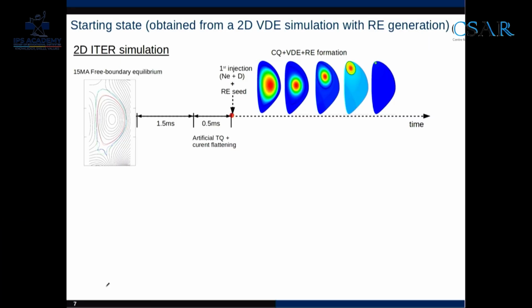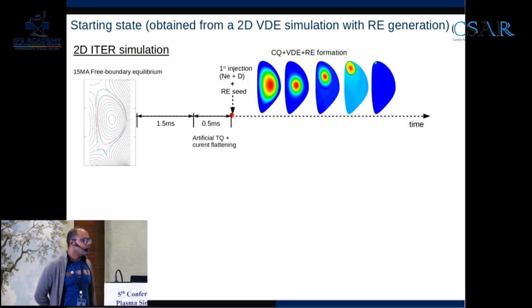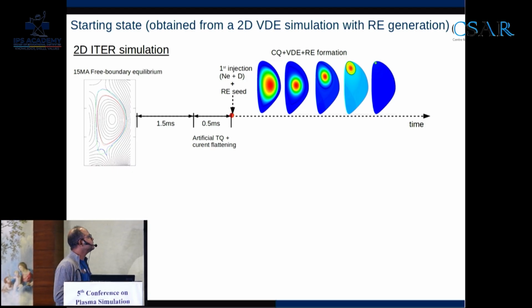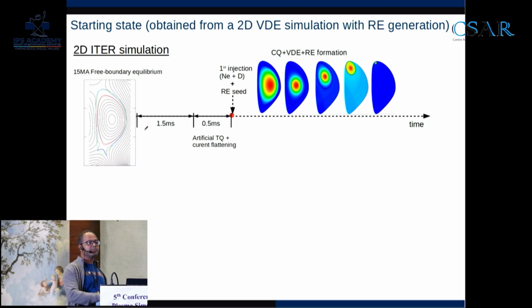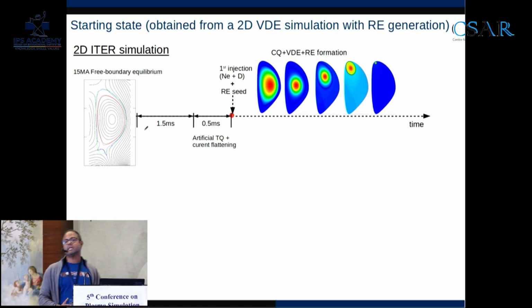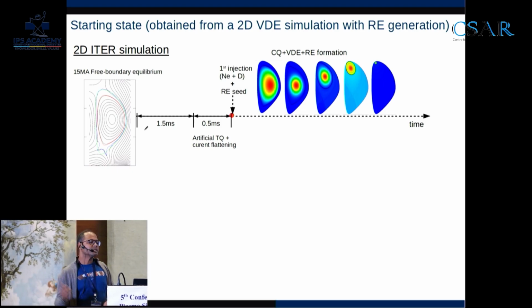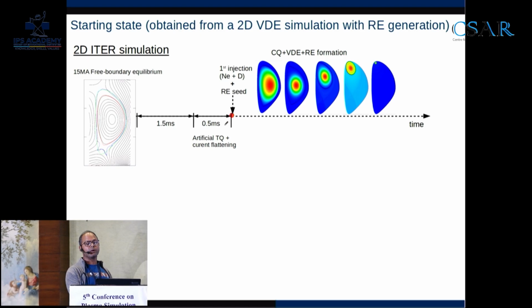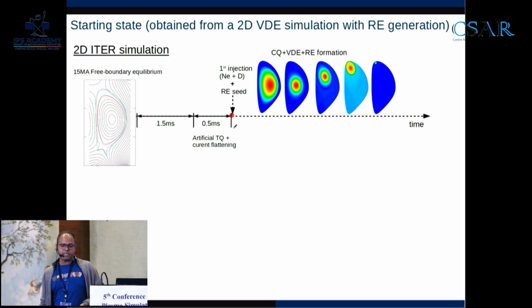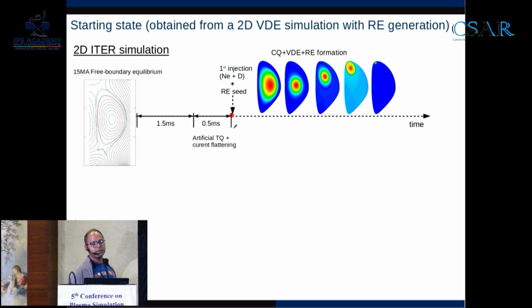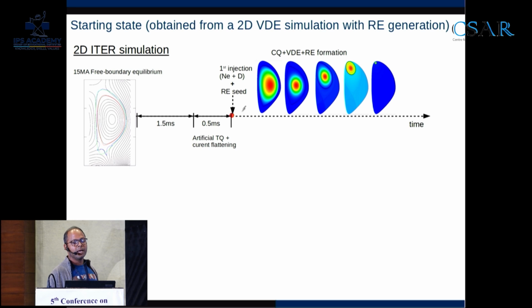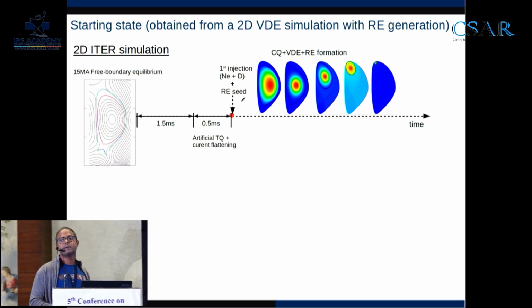So coming back to this specific case of ITER, we start with a 2D simulation. On the left-hand side picture, what you see is the starting point, which is a 15 megaamp typical ITER free boundary equilibrium. Taking that equilibrium, it is subjected to an artificial thermal quench to drop the temperature from several hundred million degrees to about 20 eV or so. Once the temperature is quenched, we introduce neon and deuterium into the plasma as if injected, and also a small runaway seed.